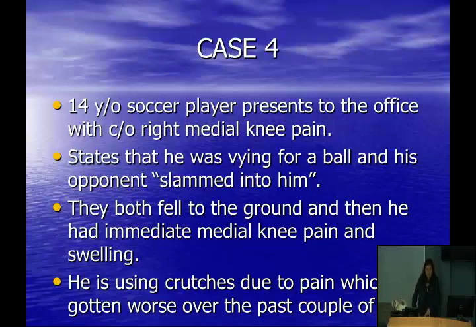Our medial meniscus, our MCL, a piece of our hamstring, our pes anserine bursa over there. But it's medial swelling. It's not generalized. So that moves my medial meniscus further down the list and moves up things that are extracapsular, which would be our MCL. He's using crutches due to pain, which has gotten worse over the past couple days.